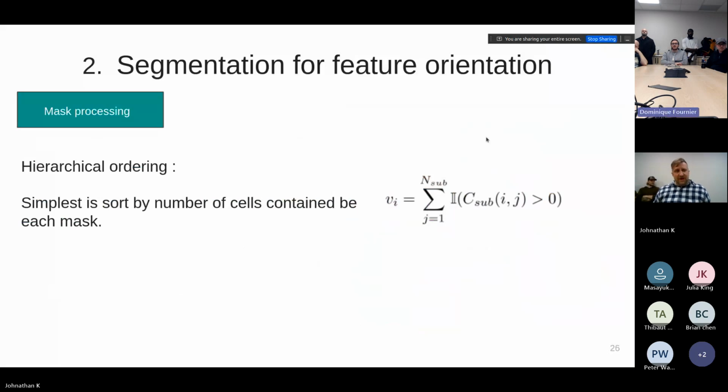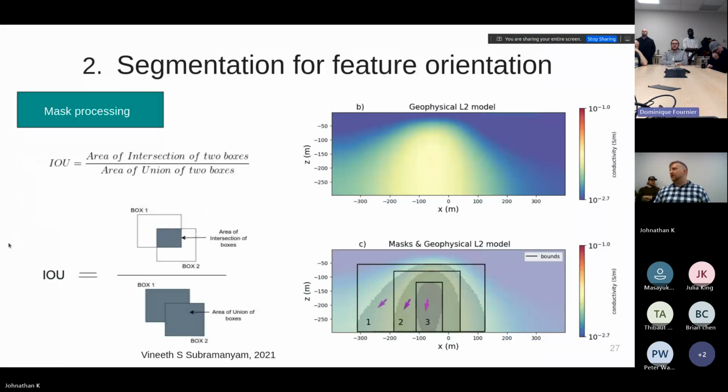And so now that we have those masks, we want to do some processing. So the easiest one is some hierarchical ordering. So we do largest mask to the smallest, or smallest mask to the largest. Or if you have overlapping masks, you can trim them out. And that's the second part here. So once we have the masks, we can do an intersection over union algorithm or equation, and we can assign how each mask correlates to each other. And then we can get this image here.